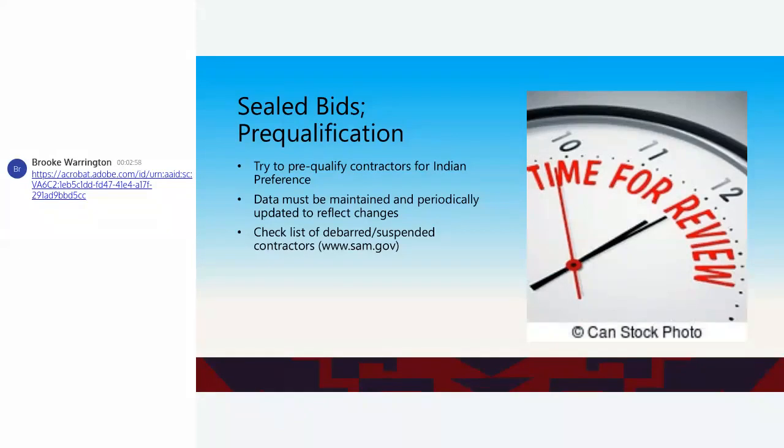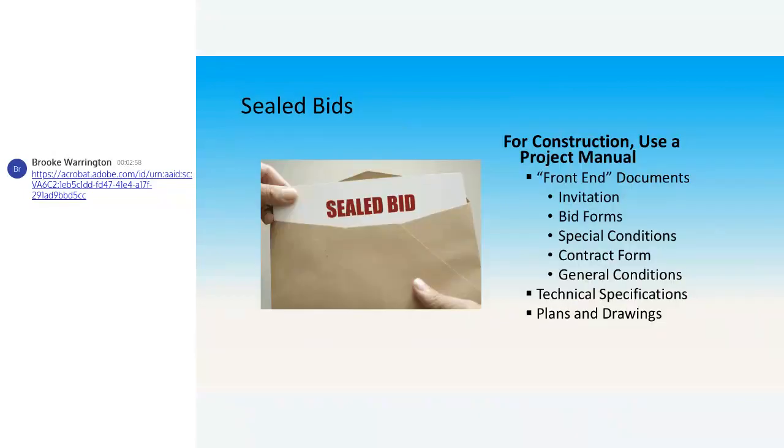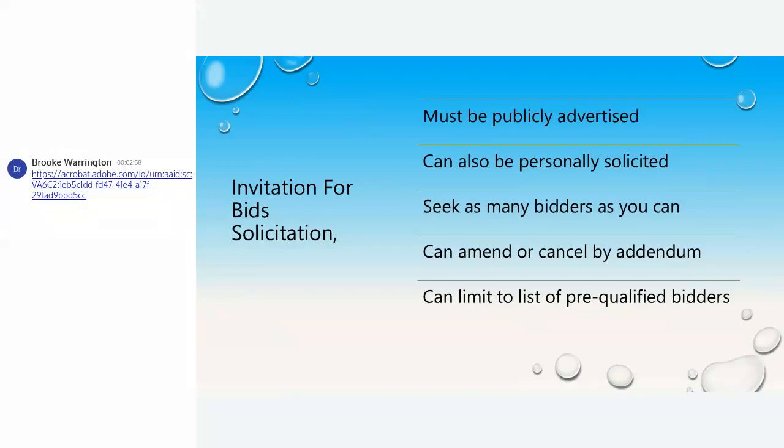So a sealed bid pre-qualification: try to pre-qualify contractors for Indian preference. Your data must be maintained, periodically updated to reflect changes. Check your list of debarred and suspended contractors, sam.gov. Anybody that's going to bid, make sure they're not on that list. Sealed bids for construction use a project manual: front-end documents, invitations, bid forms, special conditions, contract forms, general conditions, your technical specifications, your plans, and your drawings.